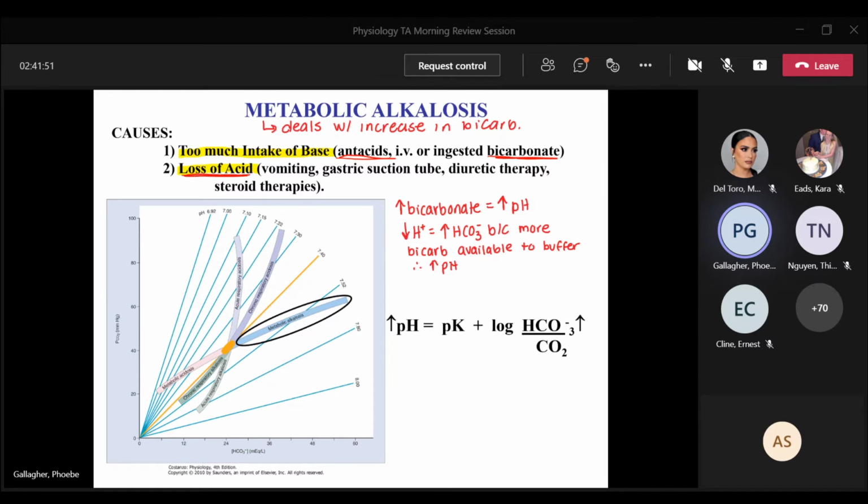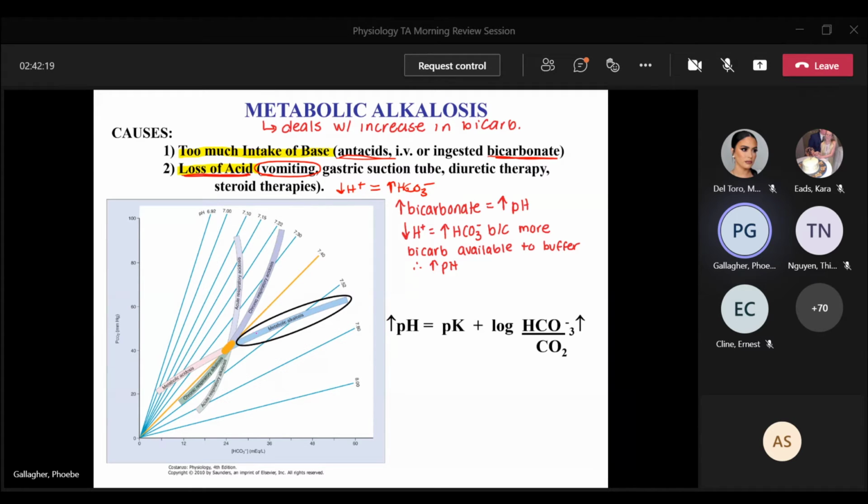And then loss of acid as well. If you have a drop in protons, that's going to lead to more bicarb than protons. So you get an increase in bicarb as a result of that. The example he will likely use is vomiting. All of these other ones you can kind of memorize if you have the time, but vomiting is the main example that he would likely use.